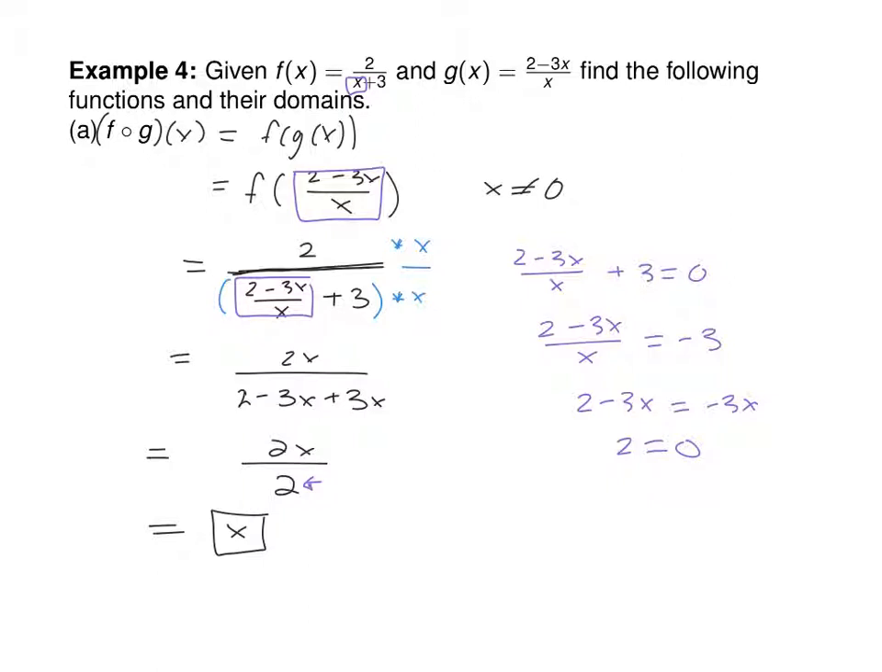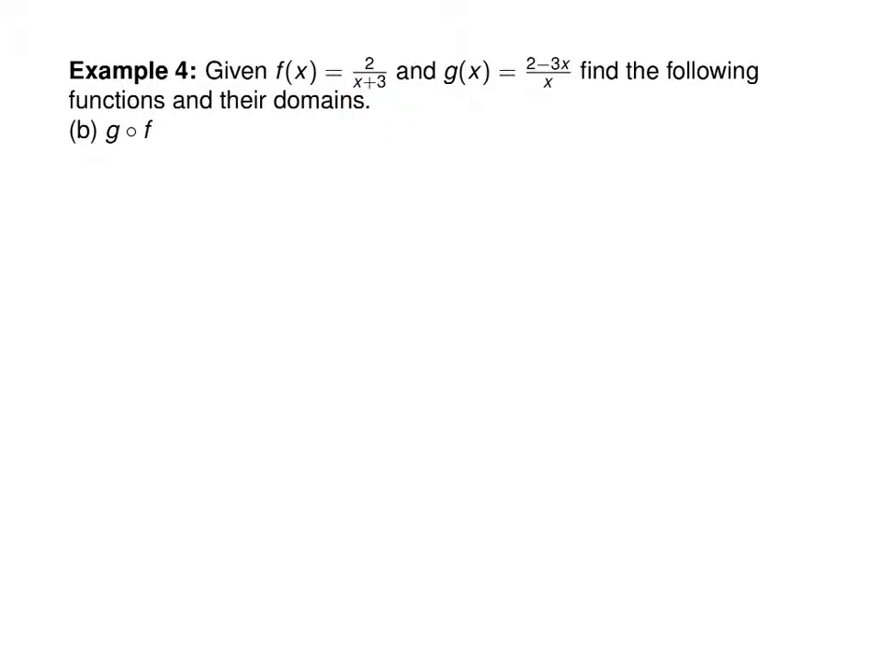Okay, so let's try the other direction, g of f. And with compositions, order does matter. It's an example of a non-commutative operation, like subtraction and division, where order is important. So in general, when you switch the order, the compositions won't be the same thing.